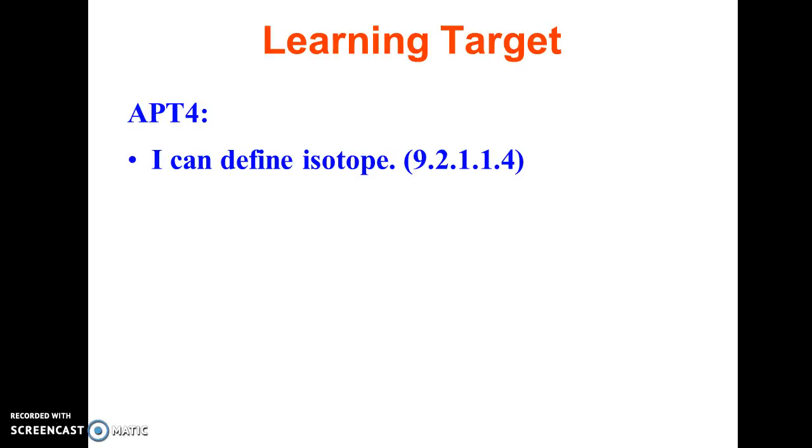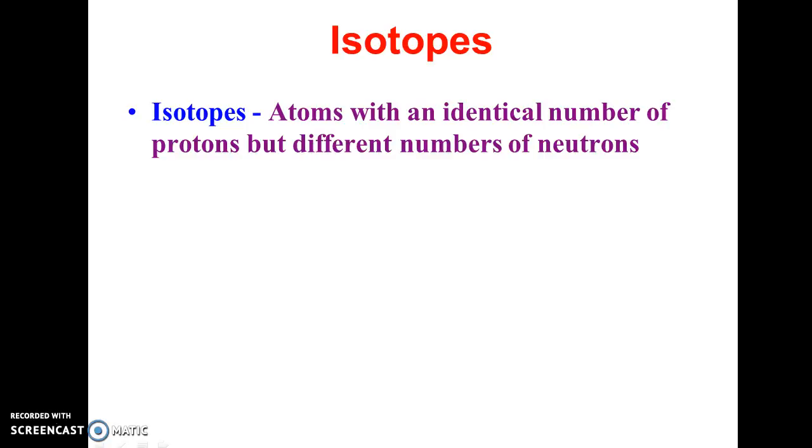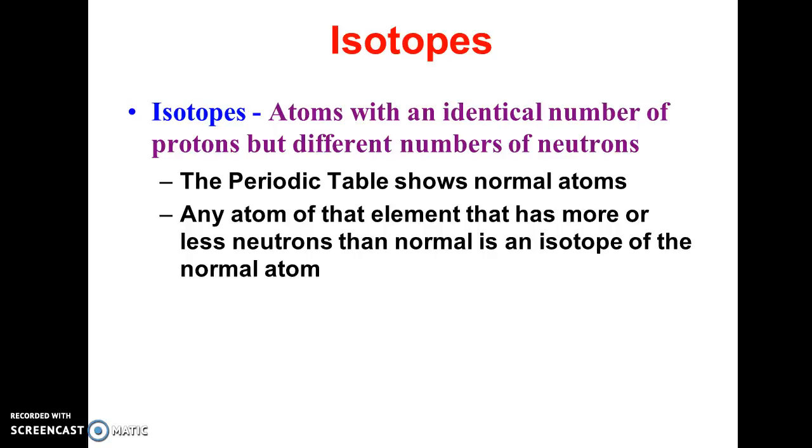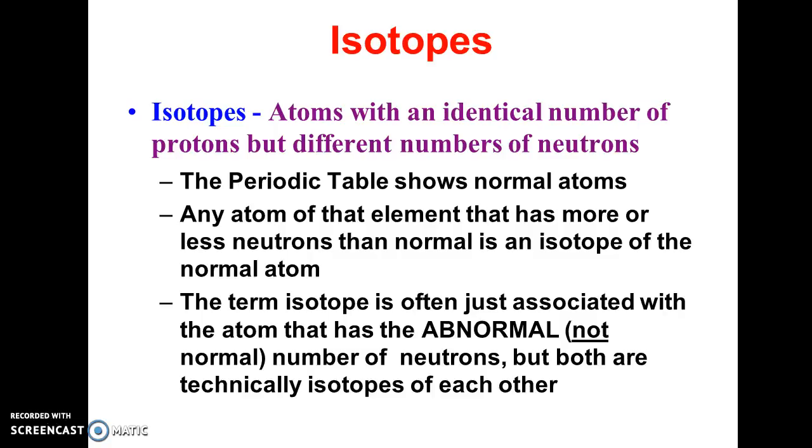So we need to define what an isotope is, learning target number 4. Isotopes are atoms with an identical number of protons but different number of neutrons. Now the periodic table shows normal atoms, most common atoms. Any atom of that element that has more or fewer neutrons than normal is an isotope of the normal atom. The term isotope is often just associated with the atom that has the abnormal number of neutrons, but both are technically isotopes of each other.